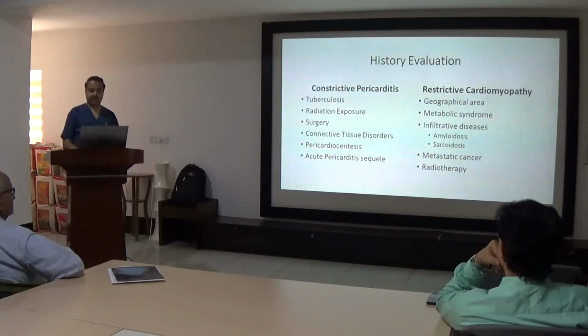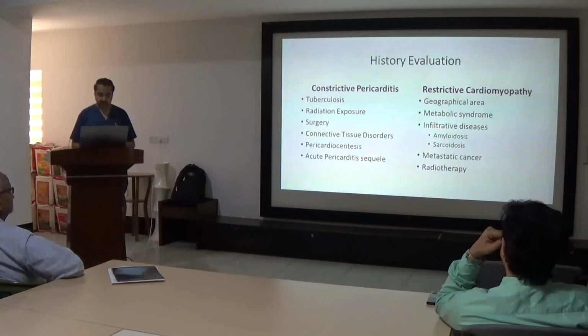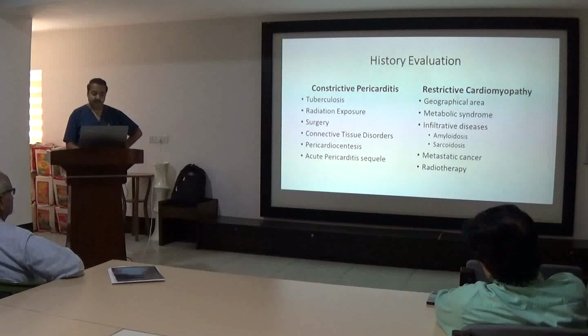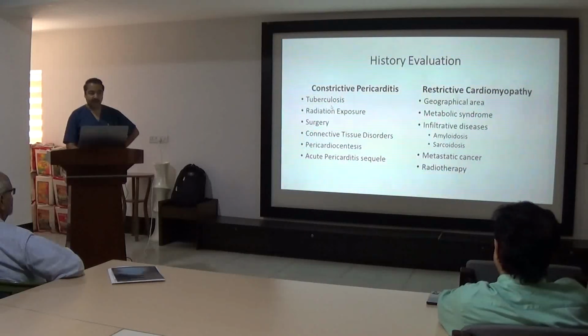History-wise, let's come to the approach. Generally, history also gives some clue. In case of constrictive pericarditis, many times the patient has had tuberculosis in the past. Although in the Indian context many of our patients had tuberculosis in the past, still, when a patient has had tuberculosis and you are dealing with diastolic heart failure, keep it in mind, it could be constrictive pericarditis. Radiation exposure. Even any cardiac surgeries in the past, CABGs.